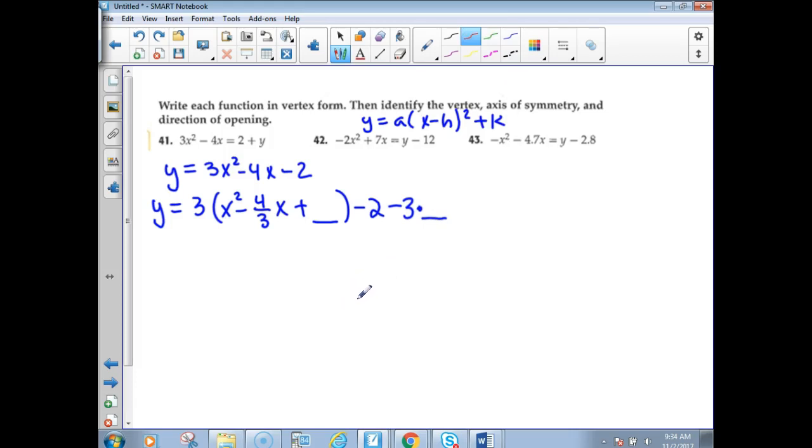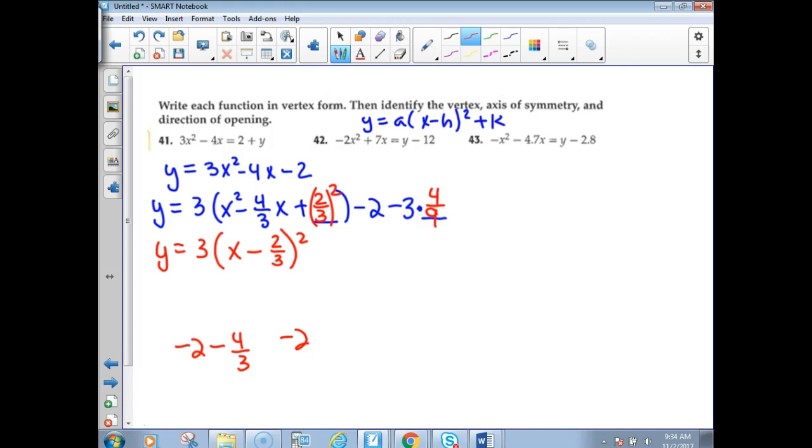What is half of 4/3? Well, half of 4 is 2, so 2/3. 2/3 squared goes here. This one's a pretty tough one. So I got to put 2/3 squared here, which is 4/9. So I'm going ahead and squaring it. All right, now I can factor this perfect square trinomial to x minus 2/3 quantity squared. And then I got to figure out what this is. So negative 2 minus 3 goes into 9 3 times. That's going to be minus 4/3.